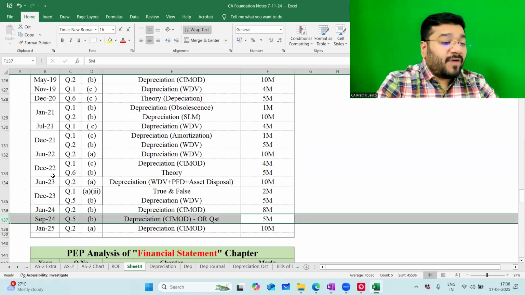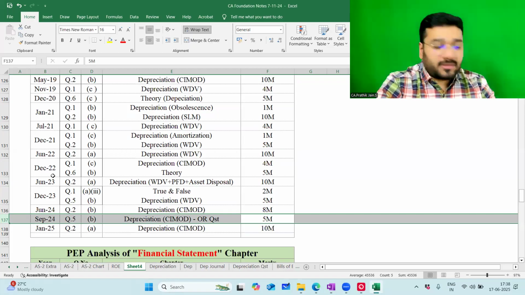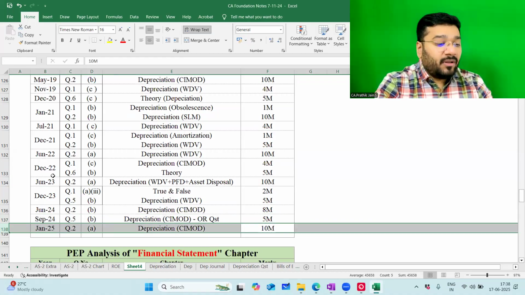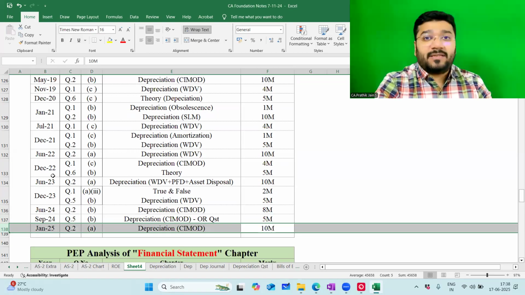September 24, question 5B, depreciation, again, change in method of depreciation for 5 marks. This was an OR question. In this entire paper, you'll have one OR question, which means between the two, you can choose any one for 5 marks. Jan 25 attempt, you again had a 10-mark question coming from this chapter, which is again change in method of depreciation.